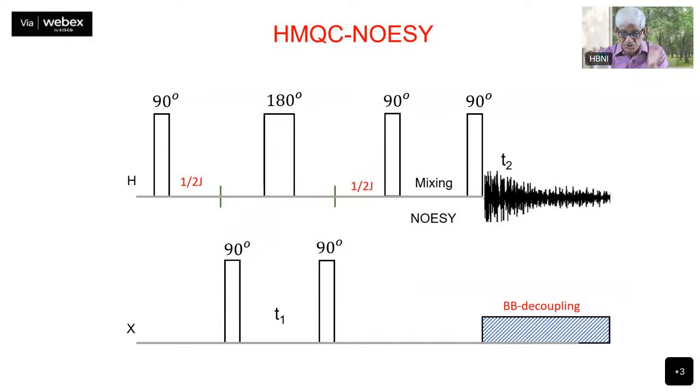HMQC NOESY is also in the same manner. Up till here it is HMQC, and then you have added the mixing time. This is the tau m, the mixing time of the NOESY part. From here to here it is the HMQC part. Here it is the NOESY part, and we collect the data here as a function of time. So this finishes lecture 14.